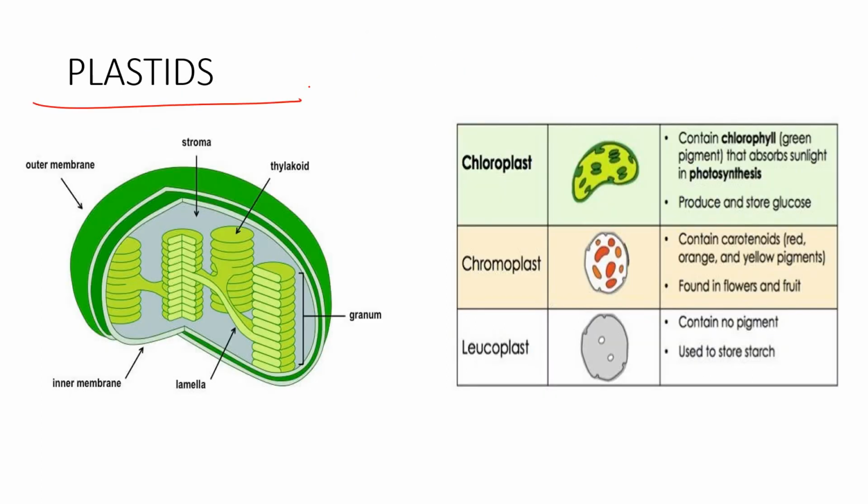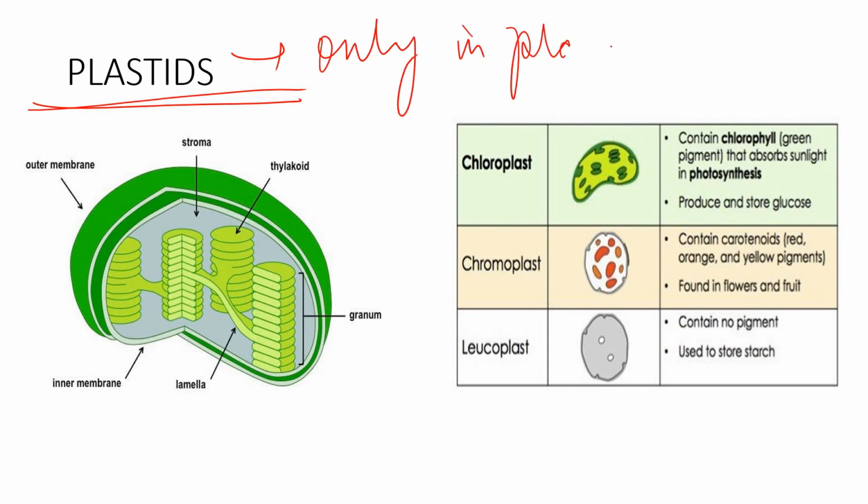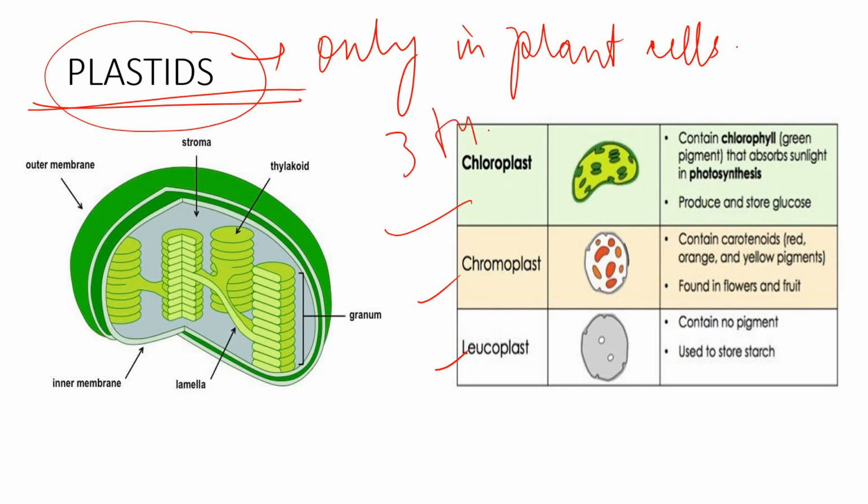Next we go to the plastids. Plastids are present only in plant cells. What are they? They contain pigments that have specific functions. Pigments means colored substances, which give color to a substance. Depending on the pigment, plastids can be grouped into 3 types, based on the pigments that are present.